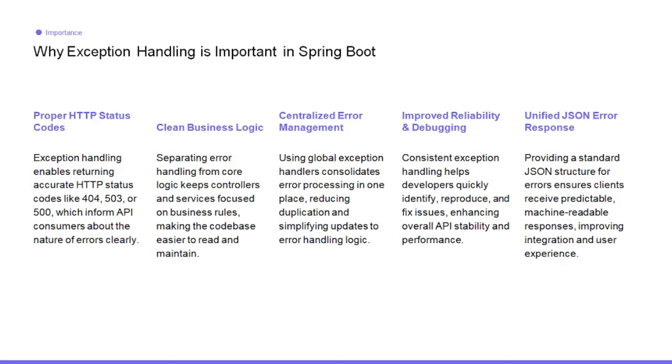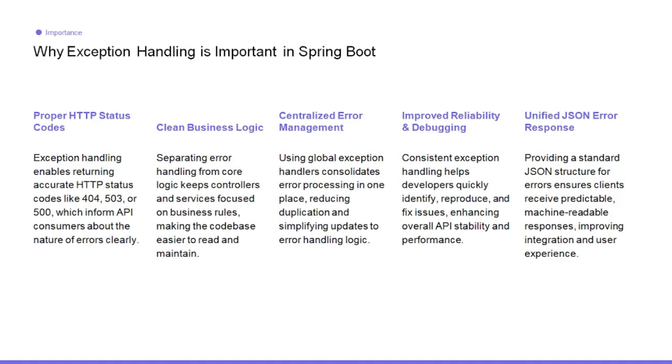Why exception handling is important in Spring Boot, especially in Spring Boot and microservices: exception handling is a very important thing. Proper HTTP status codes. There are different error codes. For example, if you're trying to access a resource which doesn't exist, you will throw a 404. Or if you are trying to access a resource with an authentication mechanism and authentication fails, then you are unauthorized, 401, and there is forbidden. There are different error codes which are there.